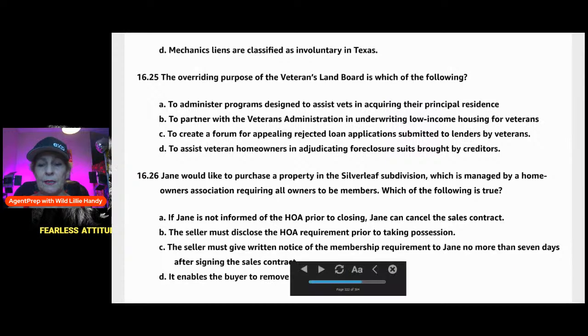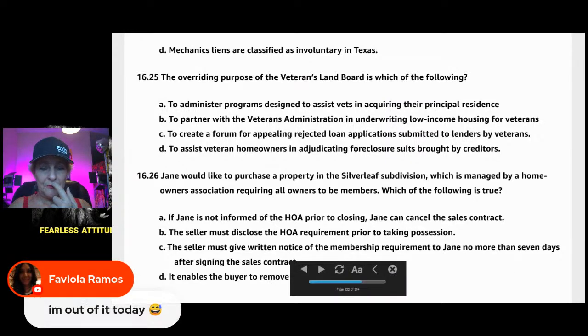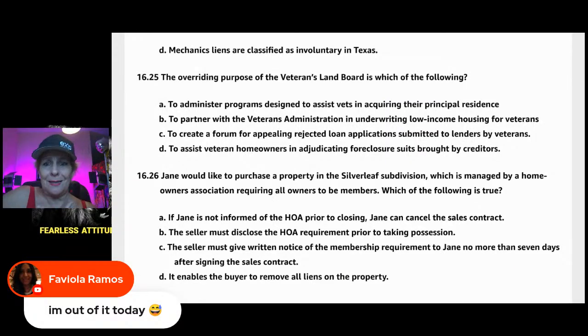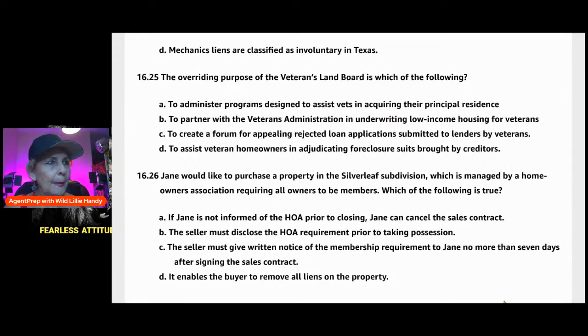Number 26. I'm out of it today. Yeah, it seems like kind of me too, right? Because I'm doing multiple things, even though I do this 3 times a week. However, I'm looking at all the answers. I'm looking at Facebook, YouTube, the questions, and StreamYard. So, my head is going all over the place.